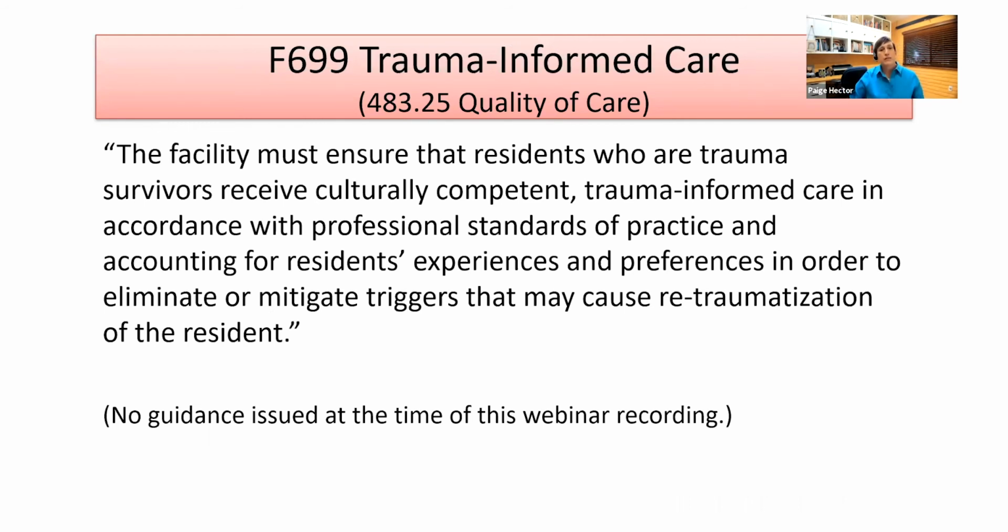Of course, we've got to talk about the regulations, and at the time of this video recording, we do not yet have the Phase 3 regulations or the guidance to surveyors from CMS. What we know right now is F-tag 699, trauma-informed care. It states, you can see here, the facility must ensure residents who are trauma survivors receive culturally competent trauma-informed care in accordance with professional standards of practice, accounting for residents' experiences and preferences, in order to eliminate or mitigate triggers that may cause re-traumatization of the resident.